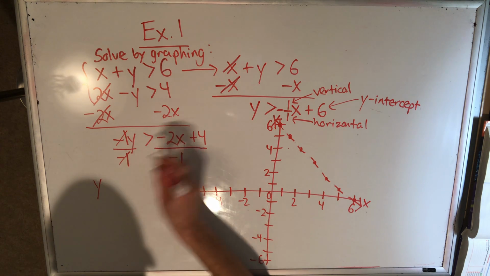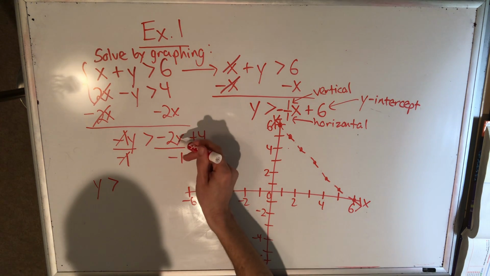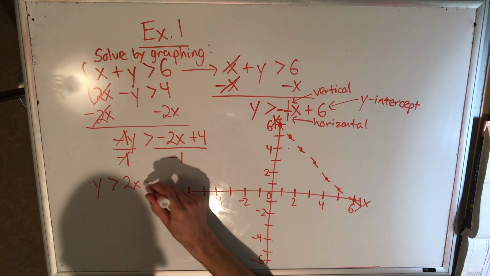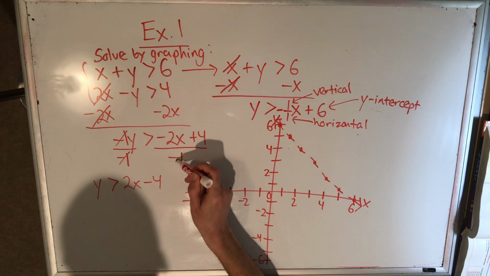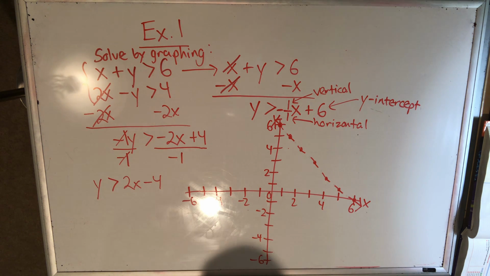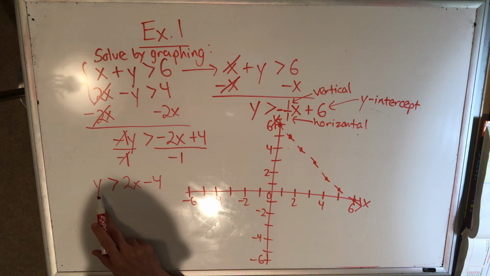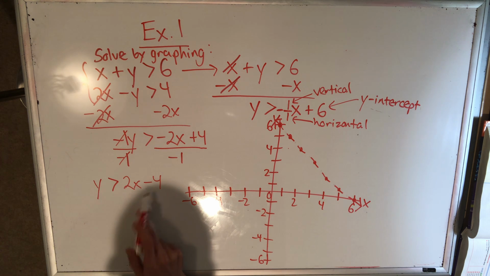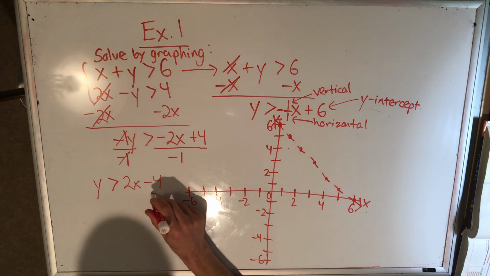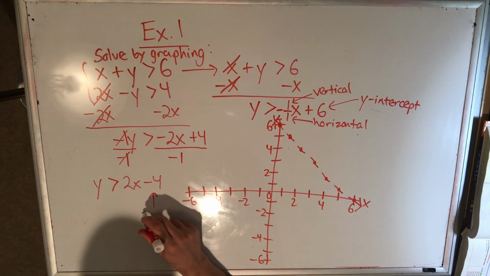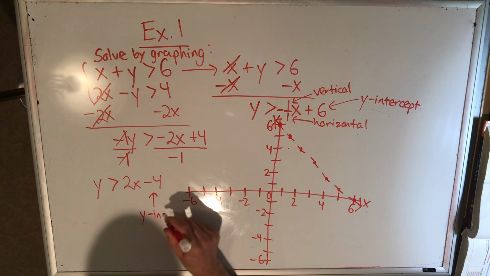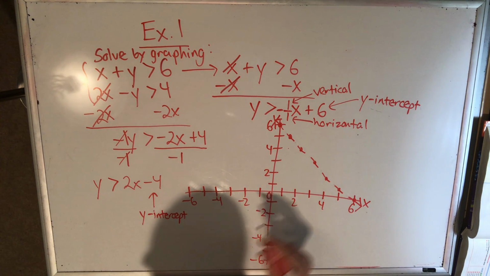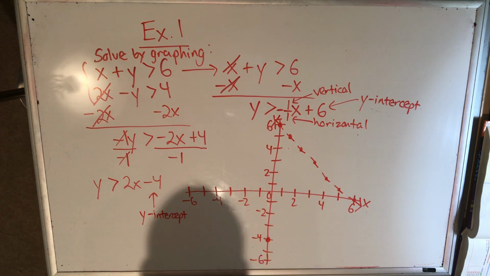Each term gets divided by negative 1. Negative 2x divided by negative 1 is positive 2x. 4 divided by negative 1 is negative 4, since a positive divided by negative is always negative. Now it's in slope-intercept form because we have y, and then on the other side, an x term, 2x, and a constant, negative 4. The constant, whenever it's in slope-intercept form, tells you the y-intercept, so where the line crosses the y-axis, which in this case is negative 4.